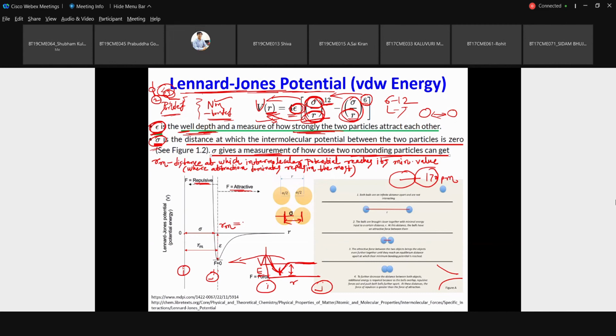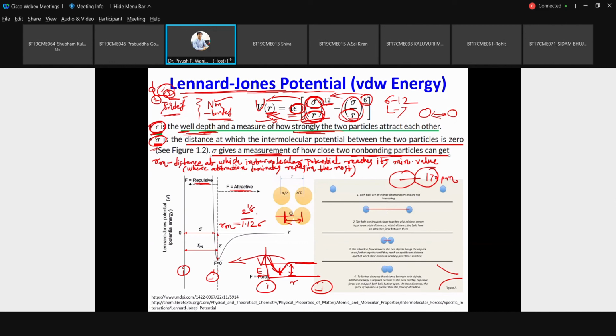I forgot the exact one, but it is 1.12 sigma. This 1.12 resembles 2 power 1 by 6. So Rm is 2 power 1 by 6 times sigma, and 2 power 1 by 6 is 1.12. This kind of relation is also there.